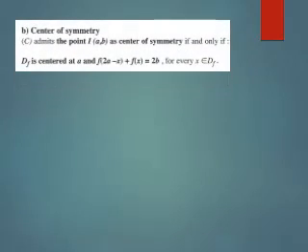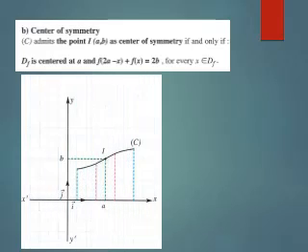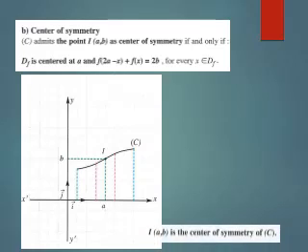Now the center of symmetry is usually a point. It has coordinates a and b. So if I want to check if it's the center of symmetry, I have to replace it in this equation. For example, here this center I has coordinates a and b, and it's the center of symmetry.